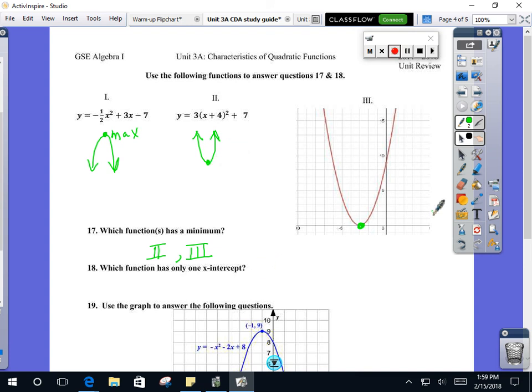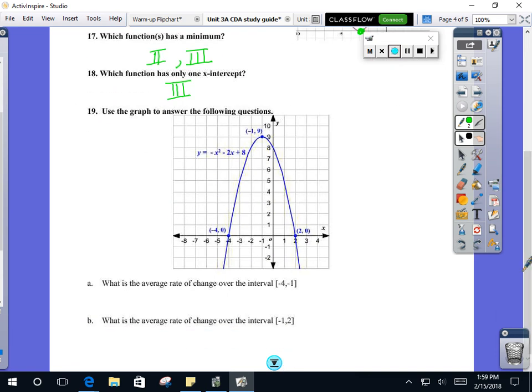Okay, which function has only one x-intercept? 3. If you graph the first two, they don't hit the x-axis at all. Like you would have to graph each one and look at it. These two do not hit the x-axis at all. Do I need to go over that more? No? Okay. Number 19. Use the graph to answer the following questions.